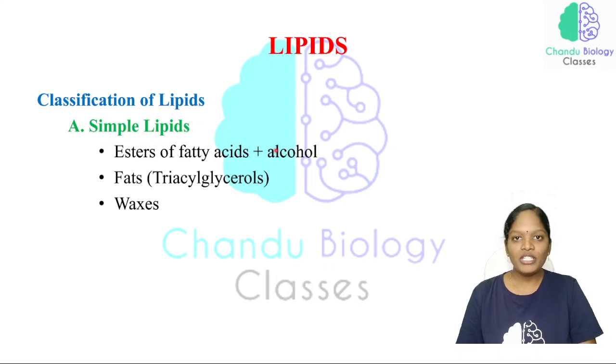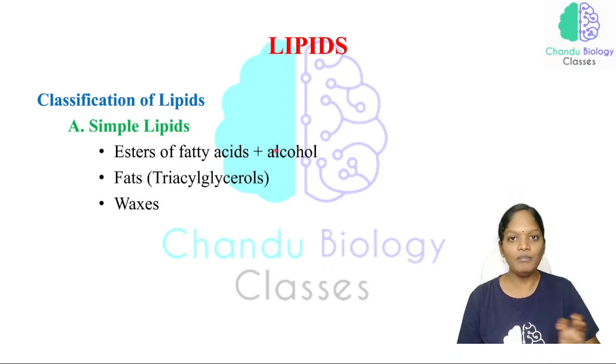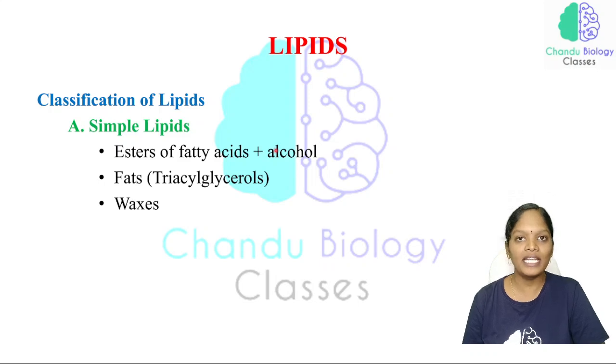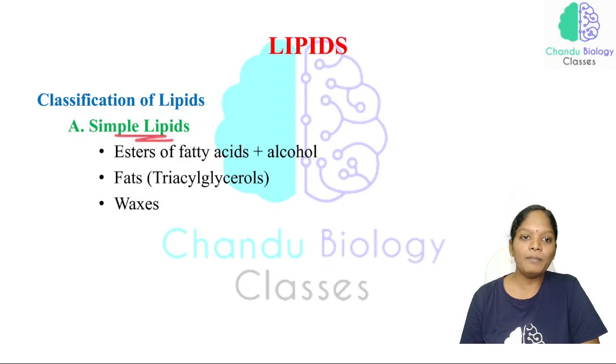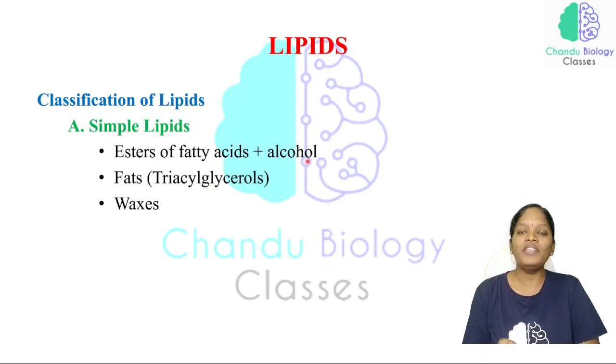As we have mentioned in the previous slide, the lipid has been categorized into three types: simple lipid, complex lipid and derived lipid. The first will be the simple lipid, which is esters of fatty acids plus alcohol. Those are all the lipids which are simply the esters of fatty acids associated with an alcohol. All of those come under the simple lipid.